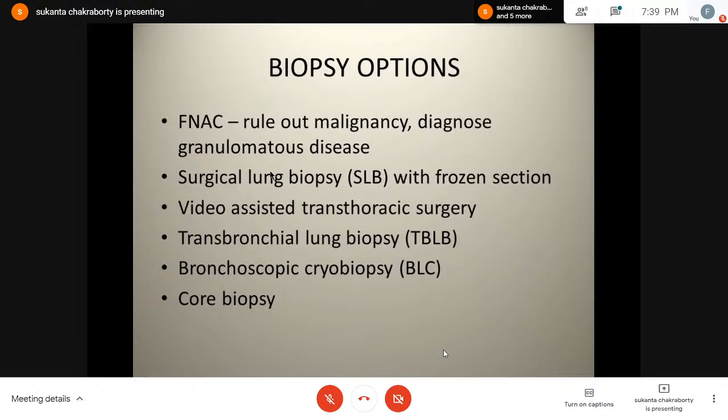Now, what are the options of biopsy in ILD? First of all, FNAC is a simple and very minimally invasive procedure, but in interstitial lung disease, we'll discuss later why, it can only rule out malignancy or diagnose granulomatous disease at the most. Next comes surgical lung biopsy with frozen section, and another option is video assisted thoracic surgery. There are options of transbronchial lung biopsy, bronchoscopic core biopsy, cryobiopsy, and lastly core biopsy or true cut biopsy.